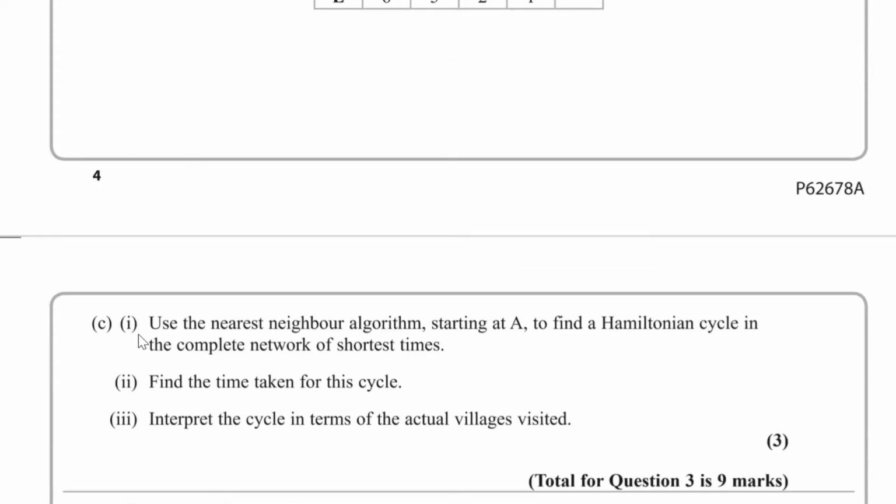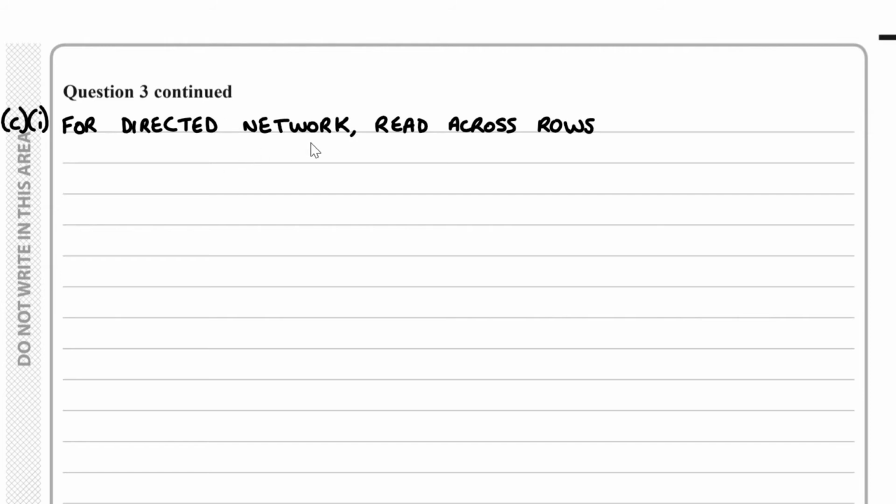And for the first part of part C, we have to use the nearest neighbour algorithm starting at A to find a Hamiltonian cycle in the complete network of shortest times. Now the key is over here, because we are using a directed network, we have to read across the rows. So let's just write that down. So for a directed network, we have to read across the rows.